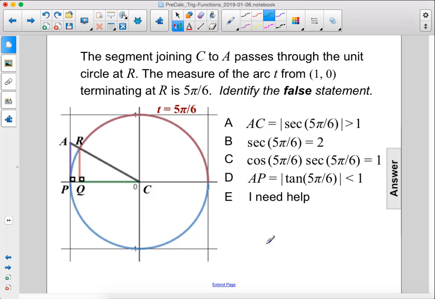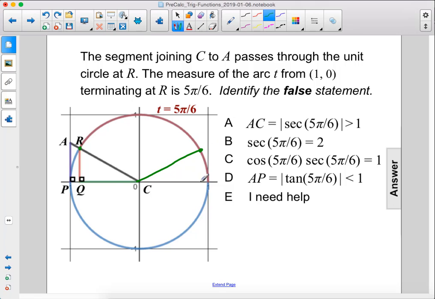The segment joining C to A passes through the unit circle at R. The measure of the arc T from 1, 0 terminating at R is 5 pi over 6. Identify the false statement. Alright, so the first thing I'm going to do is figure out where this point is over here. The corresponding point over here would look like this.